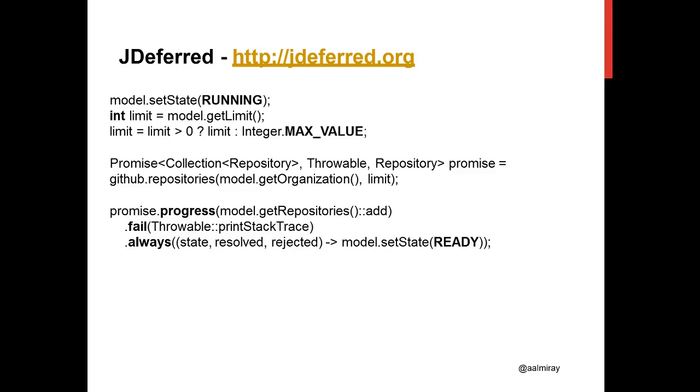If there happens to be an exception or an error, in this case the second type is Trouble, the fail callback will be invoked, in this case just printing the stack trace. And regardless of success or failure, we will always want to do the following callback, which in this case resets some state, setting the state to ready. Because we see in the first line, we're setting the state to running. So this is kind of like a catch-all. This is kind of like the finally block in a try-catch-finally.